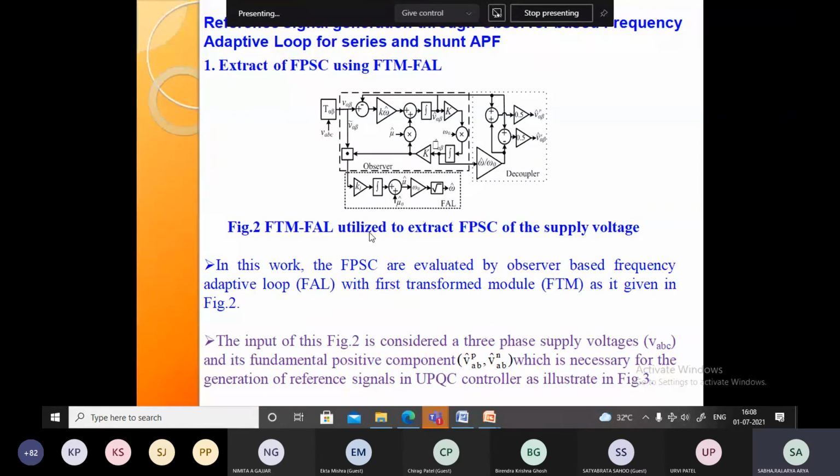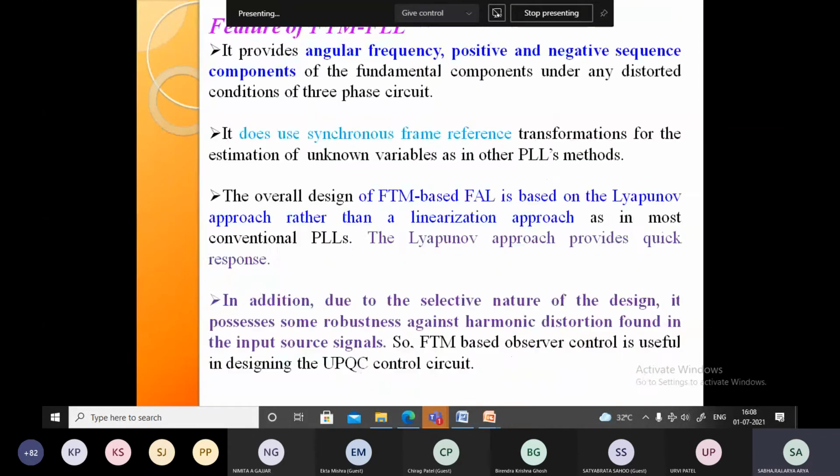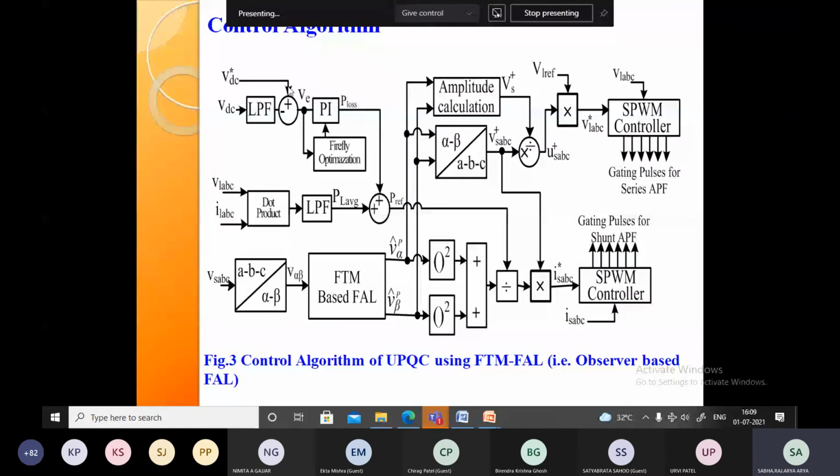This is one of the algorithms we have designed, just like SRF only. We have an FTM based FLL, so based on that we have found a response here. You can see this is the control logic: supply, DC bus and their reference, PI controller. Then after that we have the final value of the reference based on the alpha beta components, and we have calculated the final values of VLA star and ISA star, IS ABC star and VL ABC star.